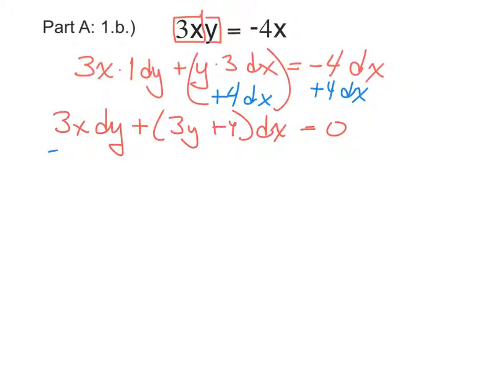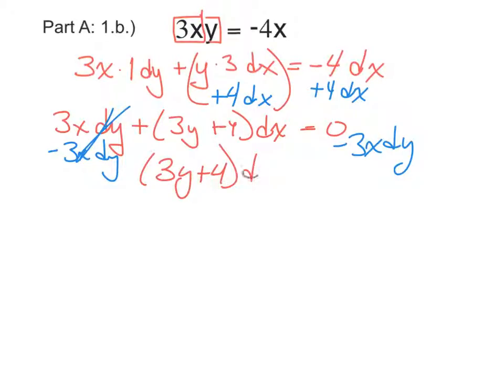So I'll bring the dy term here over to the other side by subtracting it. So we'll still have that 3y plus 4 dx. And just on the other side, we got negative 3x dy. Now it's a matter of just rearranging. So I'm going to divide both sides. I want to have dy dx.